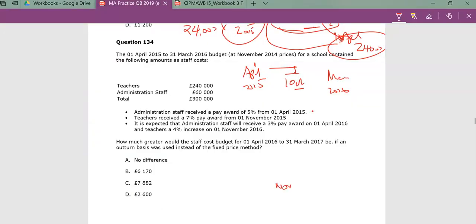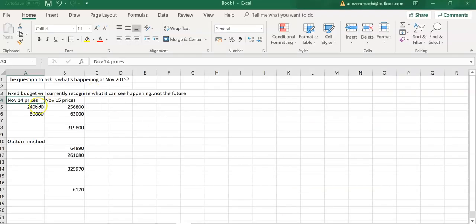By November 2015, what do we know? We know they're going to get the 5% here. We know they're going to get the 7%. We cannot include these as far as the fixed pricing is concerned. But we know these two things, and so we impute that into our figures. There we are. And then do that top up there and there. And that's your new figure.